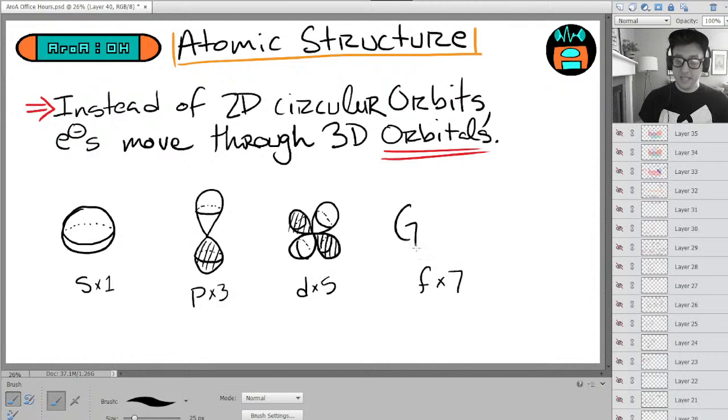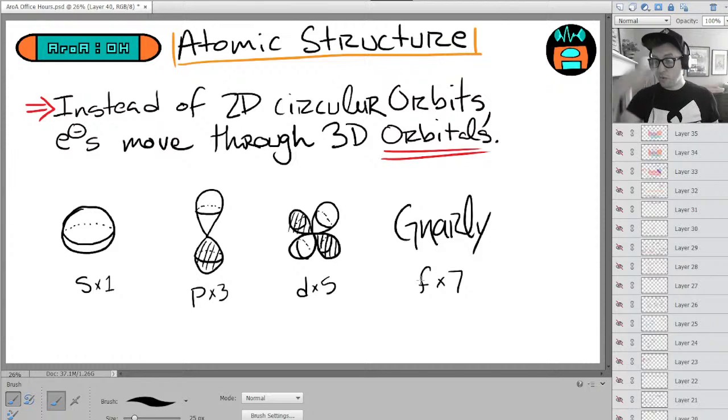Their shape is too gnarly to draw. You can Google it if you want to see what the f orbitals look like. I am not capable of drawing them. I'm not even going to try. The good news is I will never ask you to draw an f-type orbital because I can't.